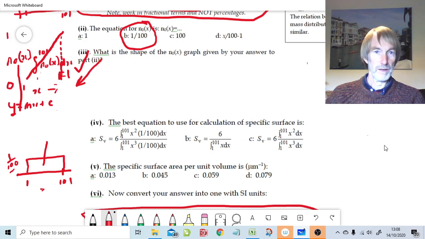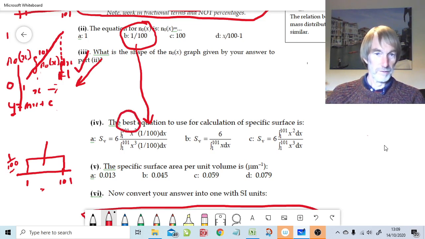Well, we've just worked out that that is the function n naught x. So we're just putting n naught x into our equation, so we've got x squared n naught x dx. That is technically correct, but the question is asking something relevant to engineering, really. What's the best equation to use?